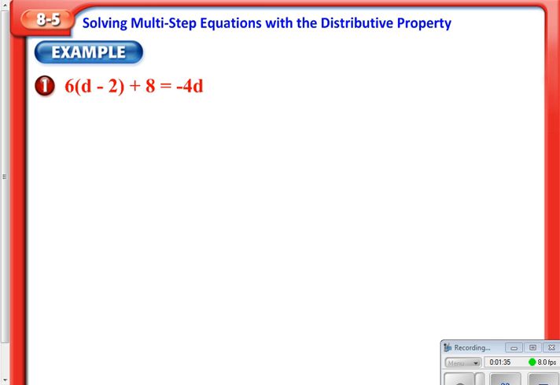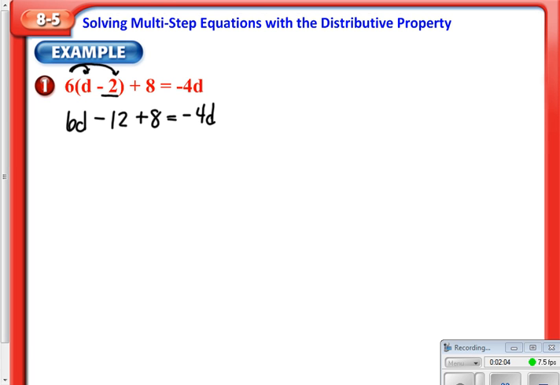Alright, our first example, we have 6 parentheses d minus 2 plus 8 equals negative 4d. In this problem, we need to do exactly what they said in step 1, take care of your distributive property. So let's go ahead and do that. We have 6 times d is going to give us 6d, and 6 times negative 2 would give us negative 12 or minus 12, plus 8 equals negative 4d.